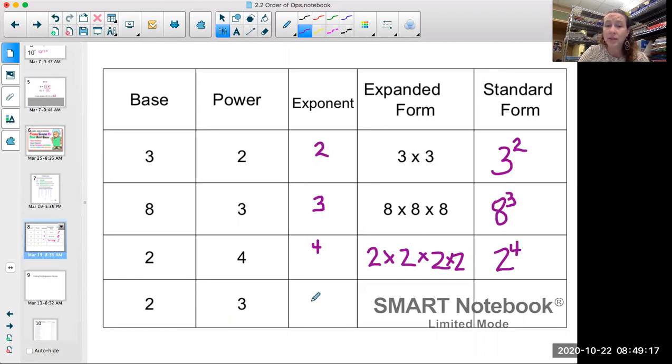Can you do this last one? This is going to be the exponent. This is your base. So we have 2 how many times? 3 times, 2 times 2 times 2. And what is that standard form going to look like? We have our base 2 to the power of 3. Yes, good job, nice work.